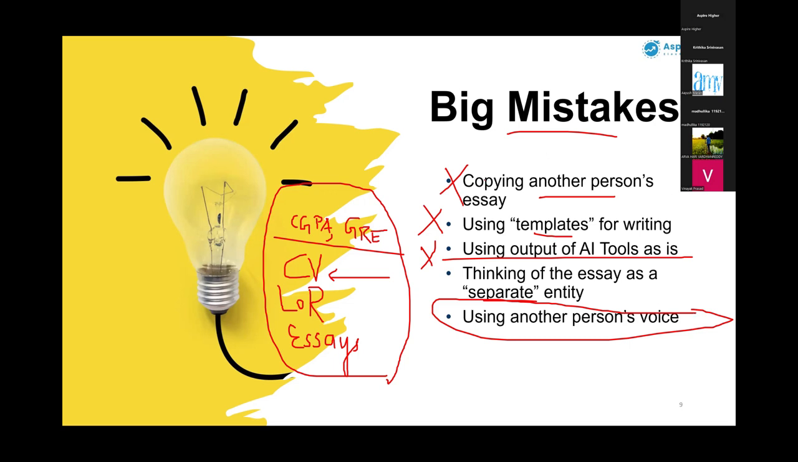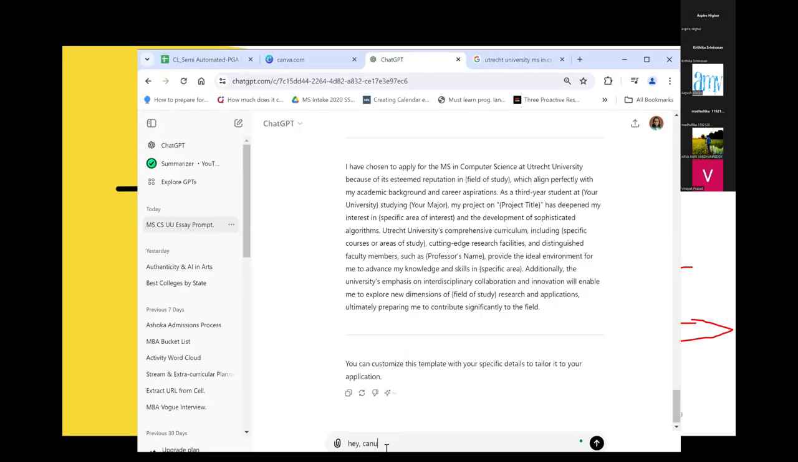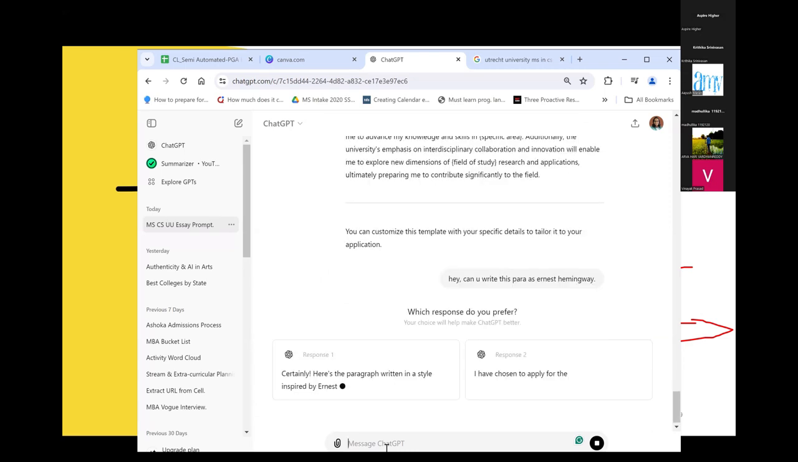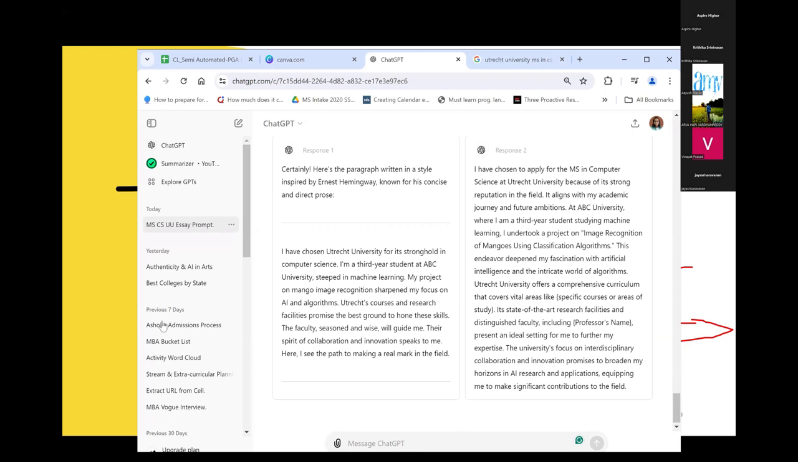Let's have fun with our ChatGPT friend today. I'll say, hey, can you write this paragraph as Ernest Hemingway? I don't know, guys, if you know about Ernest Hemingway. He was somebody who used to write really short, crisp sentences. And you will see the answer from ChatGPT to prove it. He's known for his concise and direct prose, right? So you will get multiple options. See, look at this. Like Ernest Hemingway would have chosen to write this.